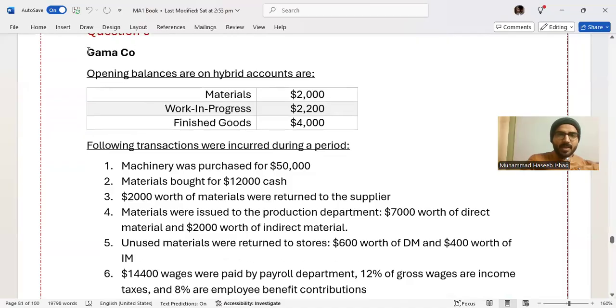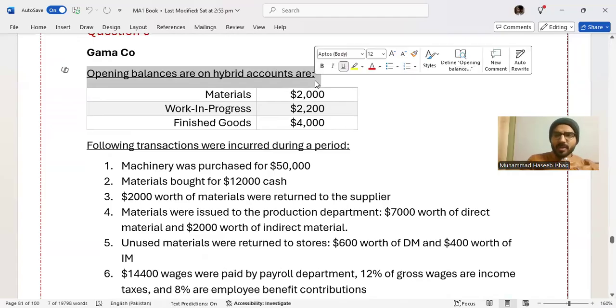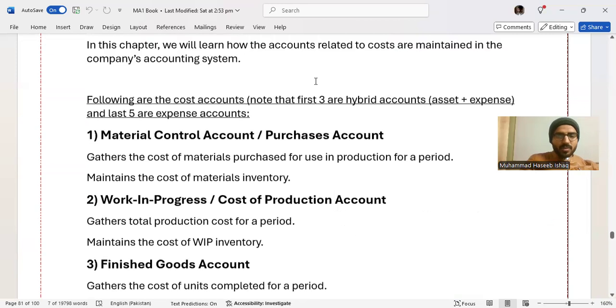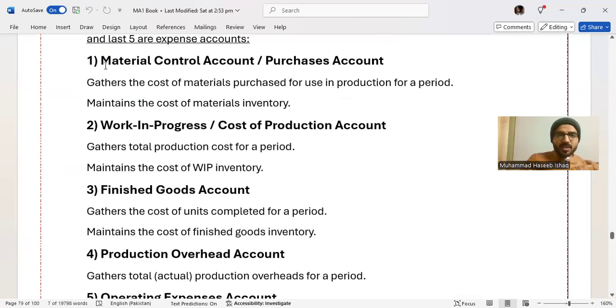The name and data of this question, Gamma Go, will not change. The opening balances on the hybrid accounts are given. So what are the hybrid accounts? Going back to these accounts, the first is the material control account, or purchase account. This is the account that gathers the cost of materials purchased for use in production over a period.